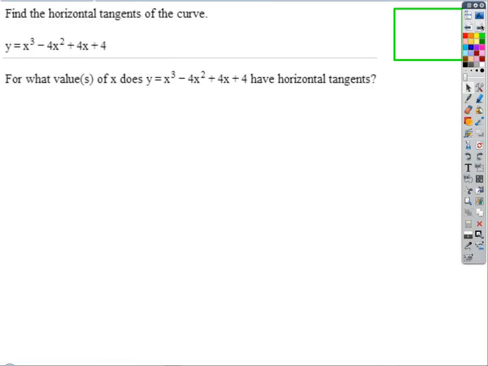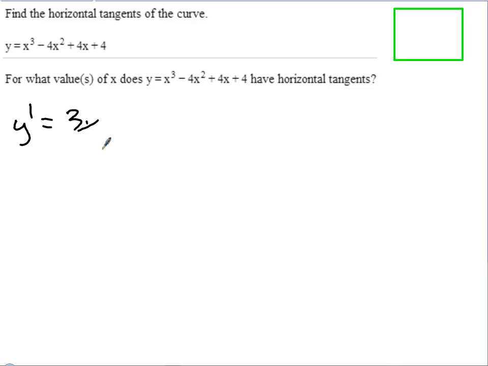Find the horizontal tangents of the curve. Yay or nay? Seeing some yays? Okay. So horizontal tangents, so y prime equals, at least we'll get to a point where we can say this is how we finish. 3x squared minus 8x plus 4 is our derivative. Polynomials are a piece of cake, right? We love those. Taking derivatives of polynomials is very quick and easy.